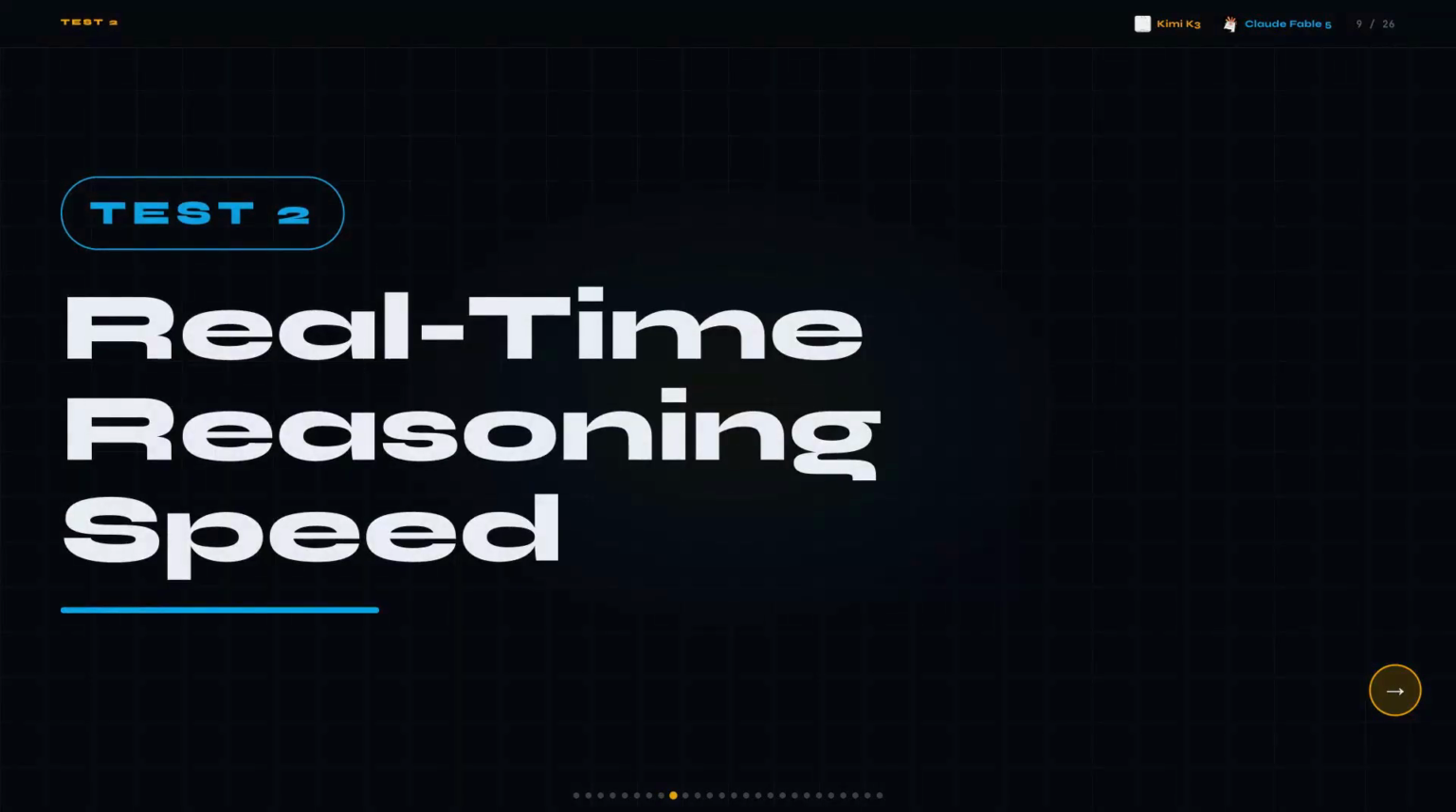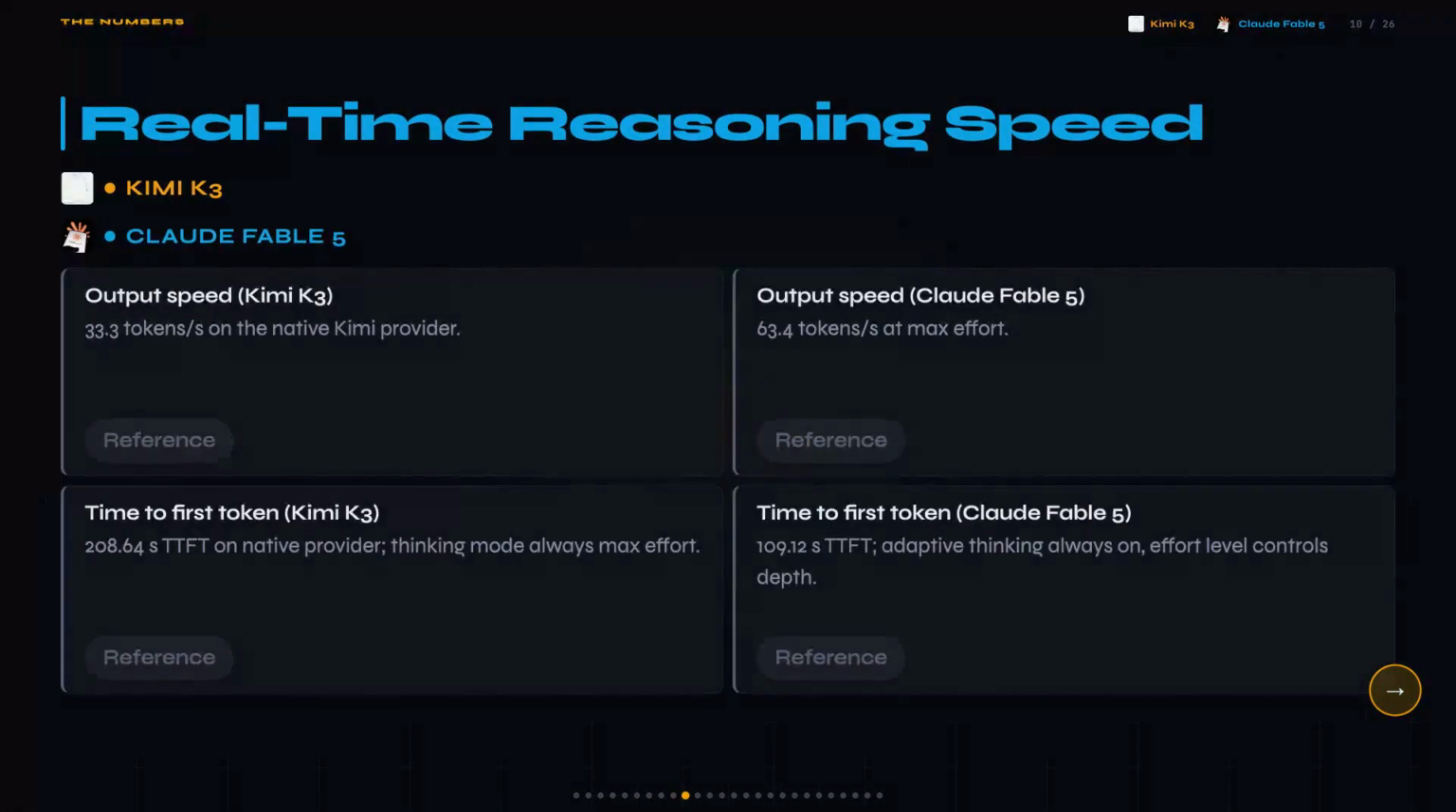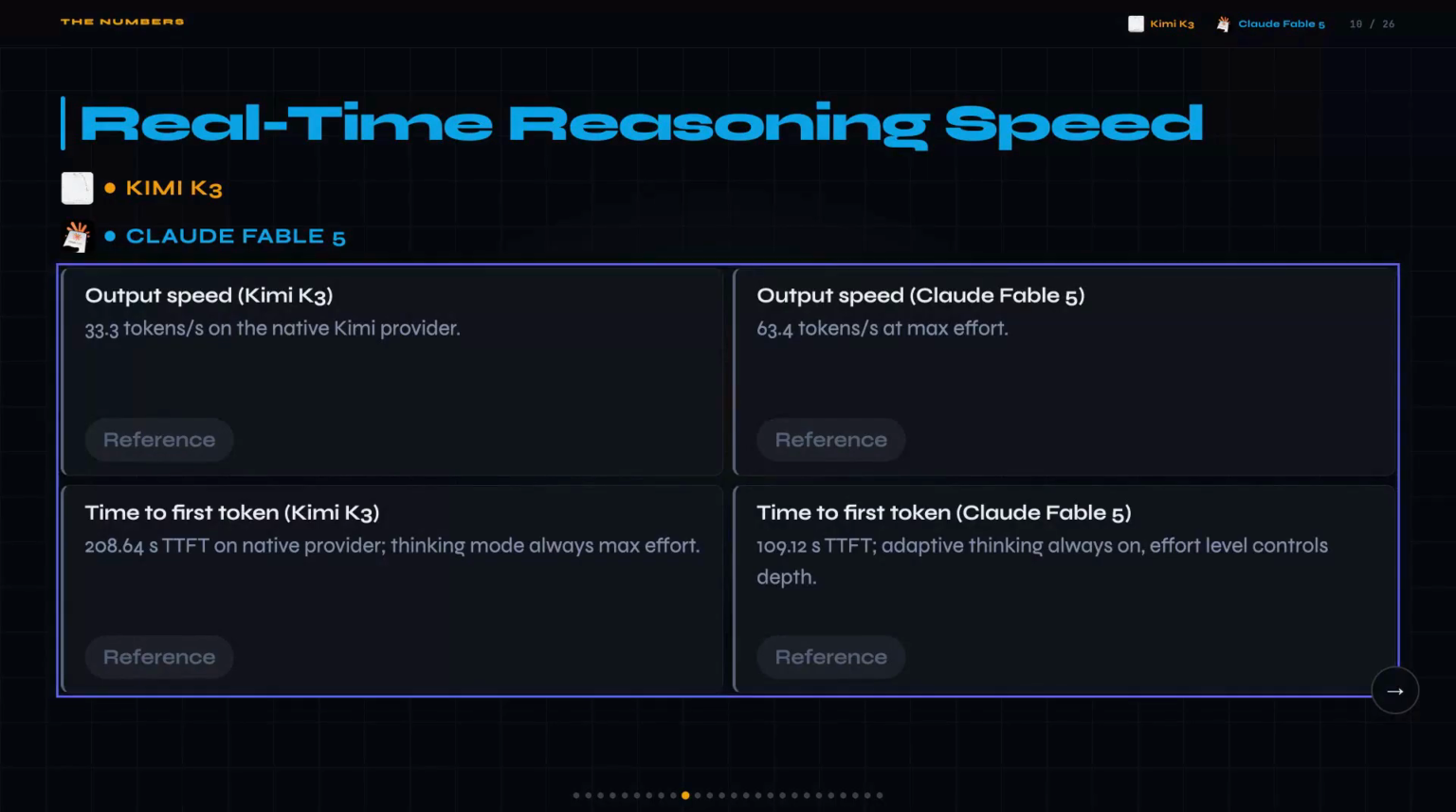Okay, so test 2 is real-time reasoning speed. You ask the model something, you sit there watching a spinner for 3 minutes, and your whole interactive workflow grinds to a halt. In a customer-facing app, that wait time is the difference between a user staying and a user bouncing. What surprised me here is just how big the gap is.